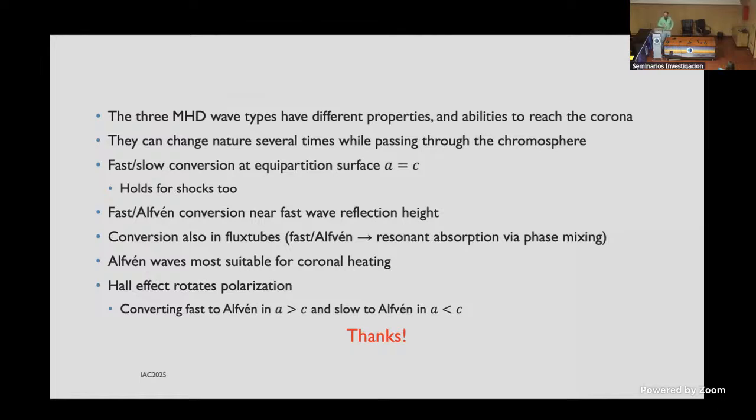If you've got flux tubes, you can have resonant absorption and phase mixing, etc., happening in there in a different version of the same processes. The Alfvén waves are most suitable for coronal heating. So that's why we were interested in this. We wanted to know how we could get energy from the photosphere, where it's mostly acoustic in nature, into the corona as an Alfvén wave. And these processes give you the mechanisms. The Hall effect also can do some of that.